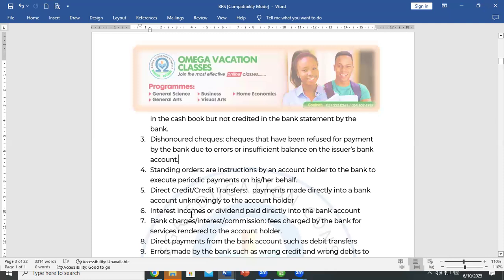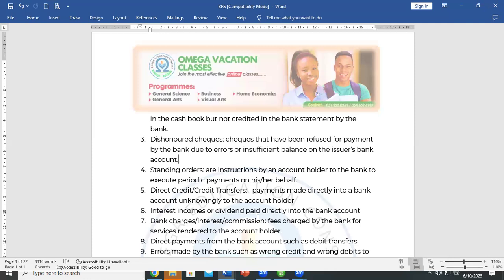Then we have interest, incomes, or dividend paid directly into the bank account. Some of the banks, even MTN, gives what we call the Momo interest. You are there unknowingly, you see 3 cedis credited into your account as interest from so and so to so and so. So the bank can also give you interest, and that can cause the two balances to disagree.